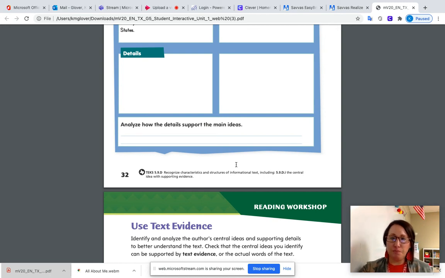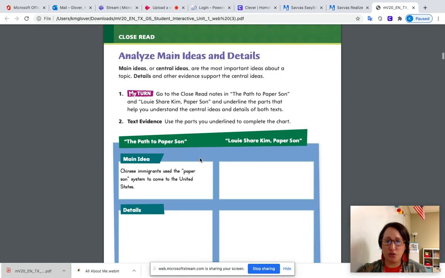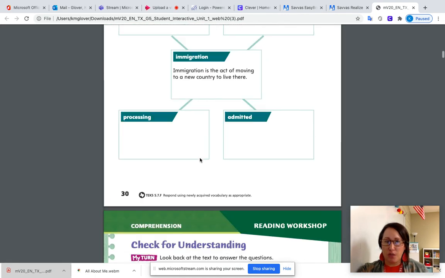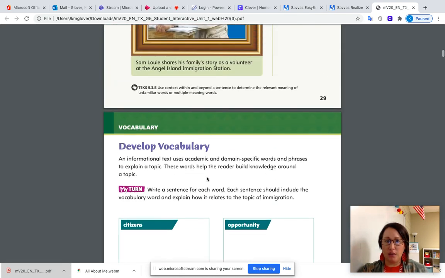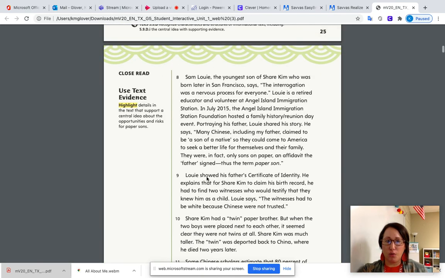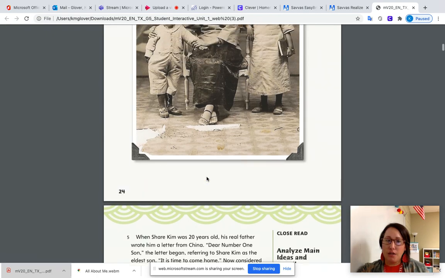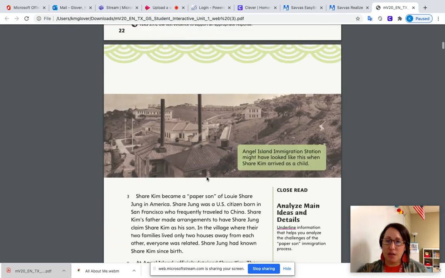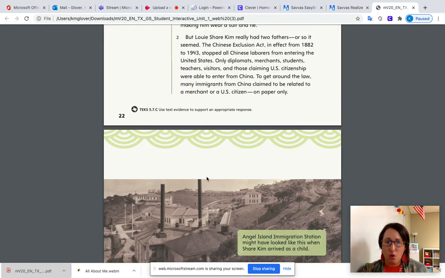Okay. So go ahead and get started with your story. Remember, you can read it yourself. You can let the computer read it to you by logging into your workbook online, but you are going to complete the assignments either in Teams or in your workbook by taking a picture of it and sending it to me.